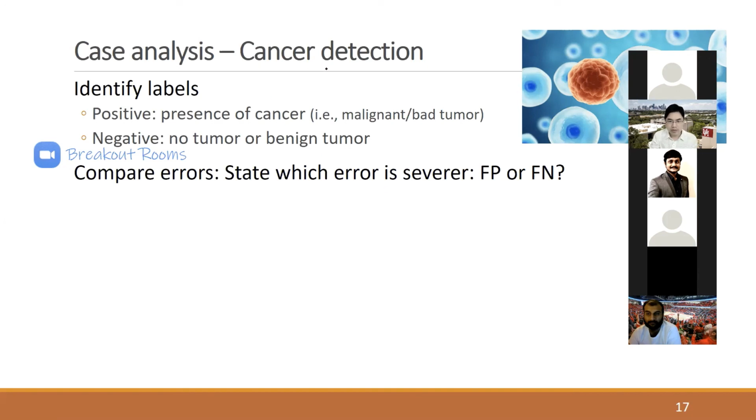For every case, you think about what, and all of these are in binary classification framework. The first thing you will identify is the labels. What's a positive label, what's a negative label, or what's a positive and negative outcome. In the cancer detection diagnosis example, the positive label is detected cancer, or presence of cancer cell, or bad tumor. The negative outcome is no tumor or benign tumor. Either way, it's no harm.